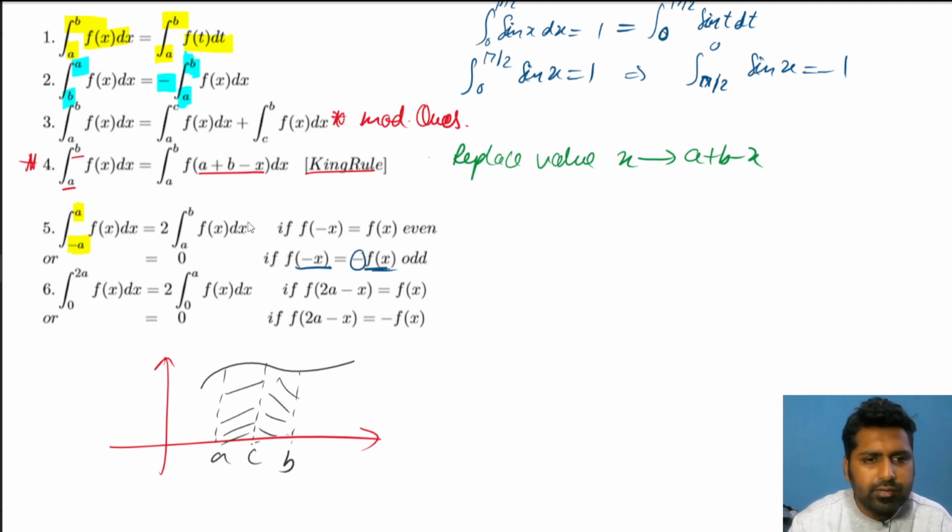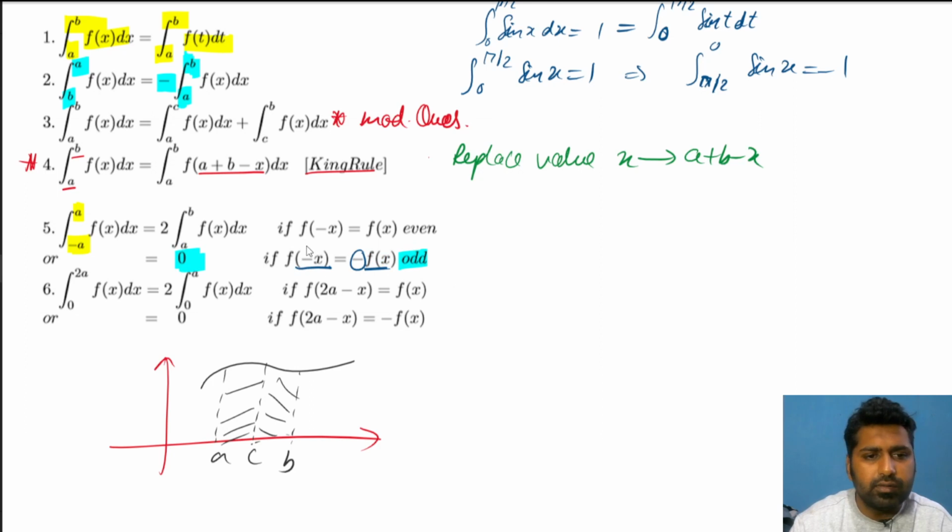Okay, so you have to check whether the function is even or not, odd or not. If the function is odd, you can directly say this is 0. If f(x) is odd, you can say the integration is 0.